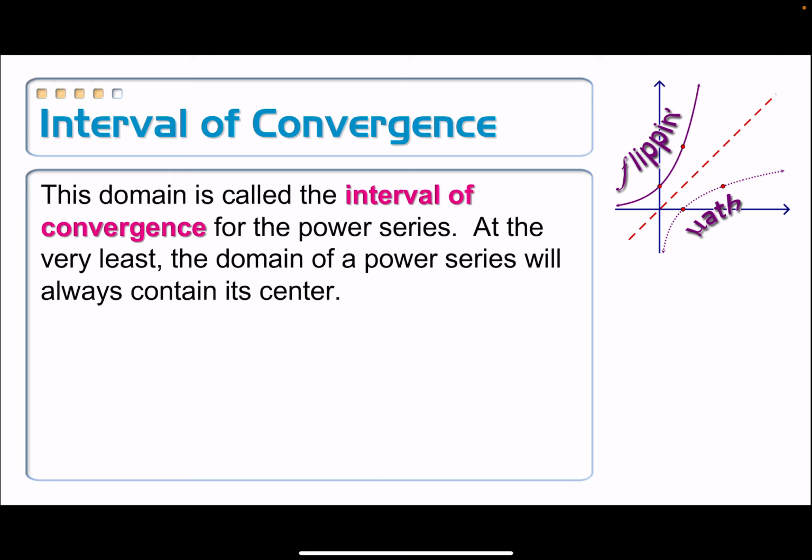At the very least, it's always going to contain its center point. And that center point can be 0 or this value of c. So here's an example of this. This one is centered at c, as you can see. If we plug in c here, then all of these terms are going to cancel out because it's c minus c. Those things are all 0. And you're just left with the first term.